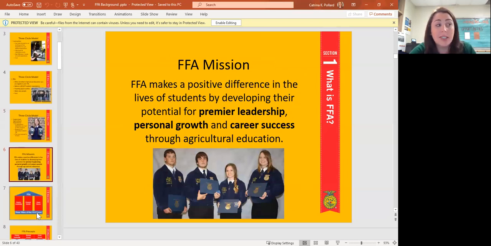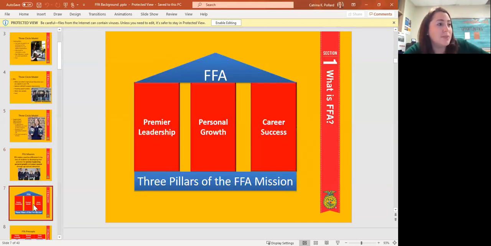Going back over the mission statement, FFA makes a positive difference in the lives of students by developing their potential for premier leadership, personal growth, and career success through agriculture education. It's going to be on the test. Maybe I can do some, I was hoping I could make some flashy lights, but I'll just do my hands. All right. So these are our 3 pillars: premier leadership, personal growth, career success. It's on here twice, so I bet that it's on the test.